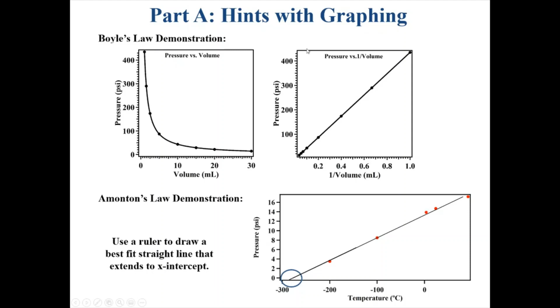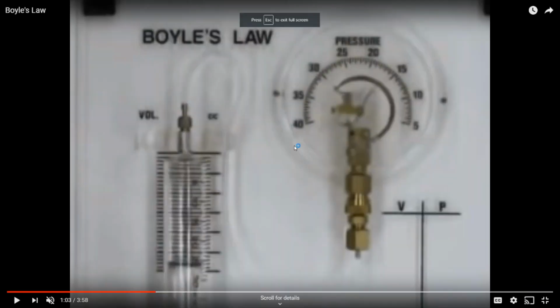So now let's take a look at these two demonstrations. I'm going to show you the Boyle's law demonstration first, and then we'll talk about how we would use the Boyle's law setup to do the Amonton's law demonstration. So this is the setup that we have at Fordham for doing the Boyle's law demonstration. What we basically have is a syringe with a plunger where we can control the volume, and then we have a tube that connects to a pressure gauge on the other side.